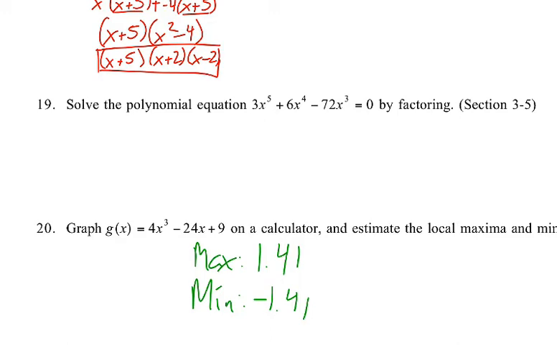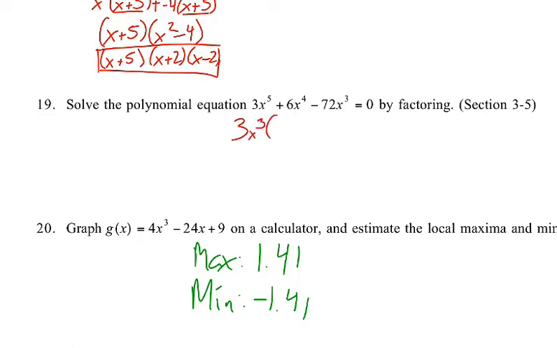Number 19 says solve the polynomial equation 3x to the fifth plus 6x to the fourth minus 72x cubed equals 0 by factoring. So the first thing we should do here is see if there's any common factors. Well, they all have the number factor of 3 in common, and let's see if we can pull out any variables. Well, we have x to the fifth, x to the fourth, and x cubed, so we're going to be able to pull out an x cubed from each of those.